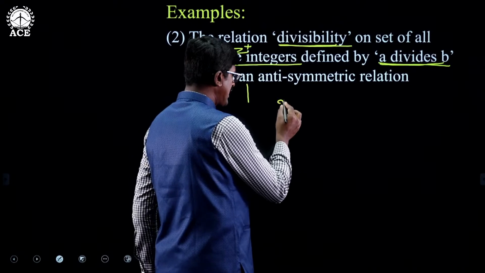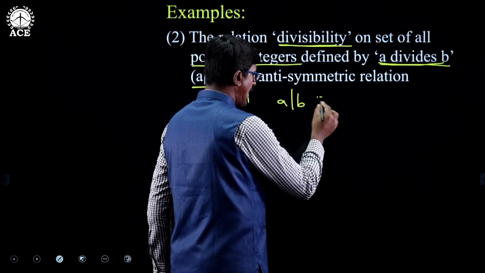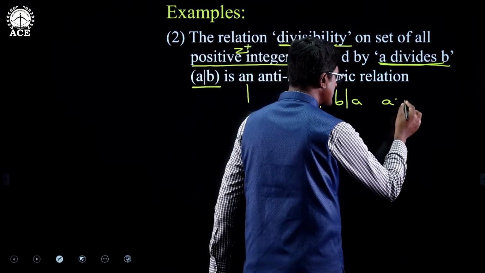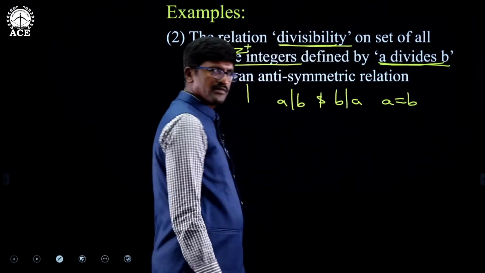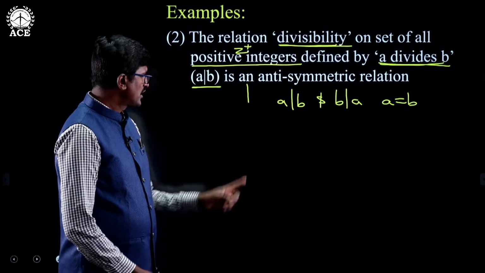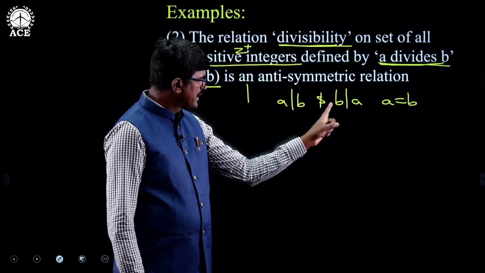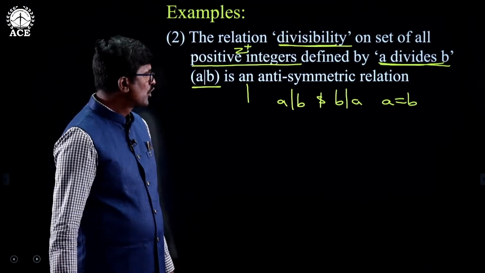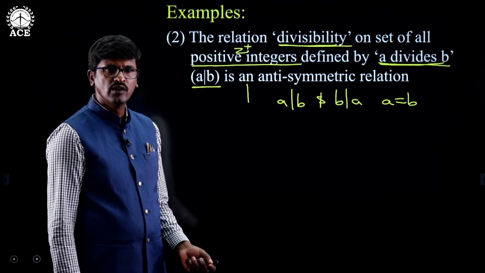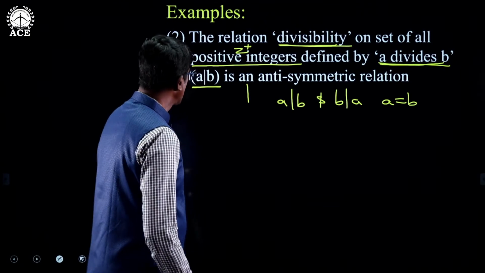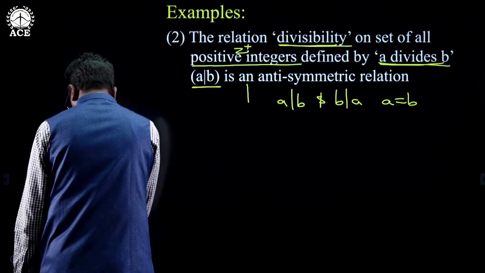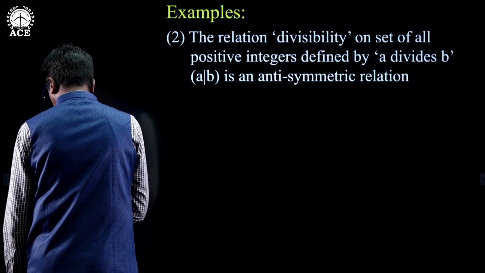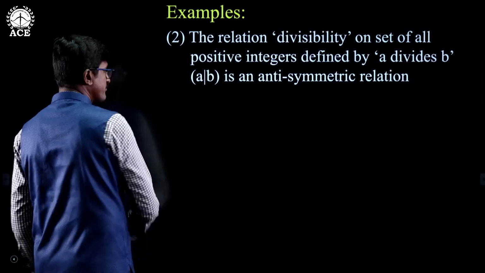A divides B is an antisymmetric relation. The reason is if A divides B and B divides A, then A and B must be equal to each other. So if A is dividing B and B is dividing A, then that is possible only when both the numbers are equal to each other. So the relation divisibility on the set of all positive integers is an antisymmetric relation.